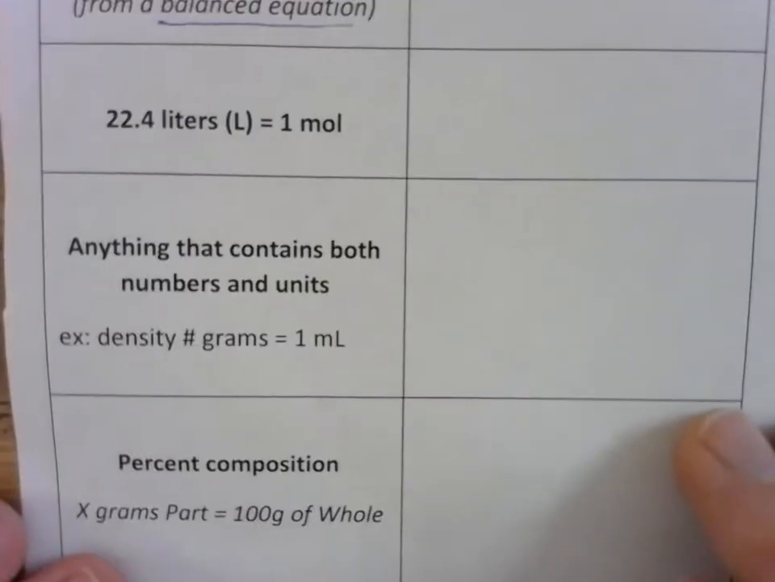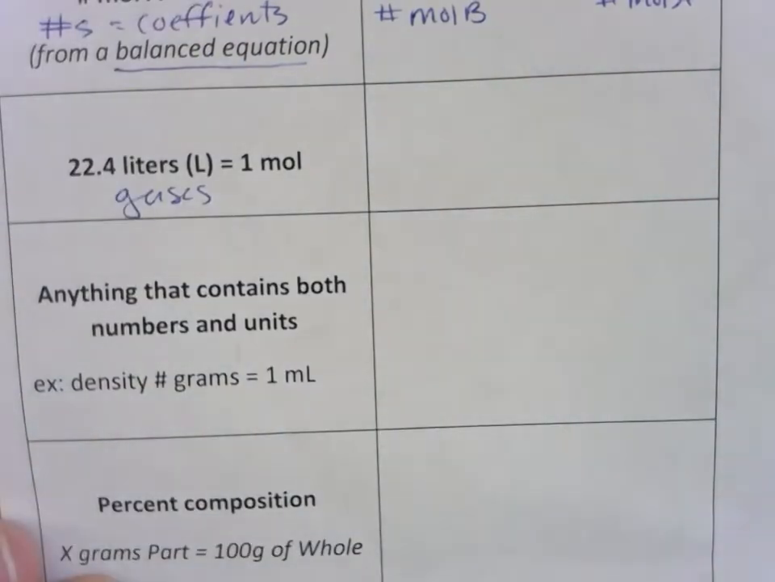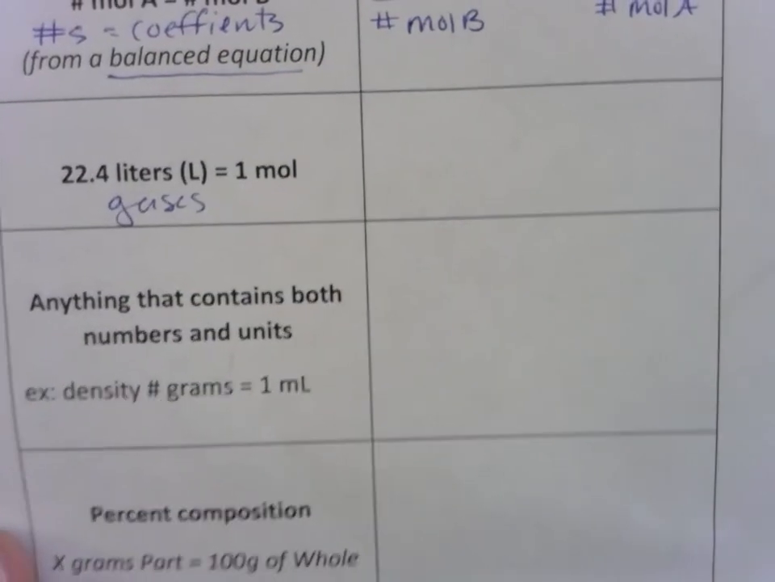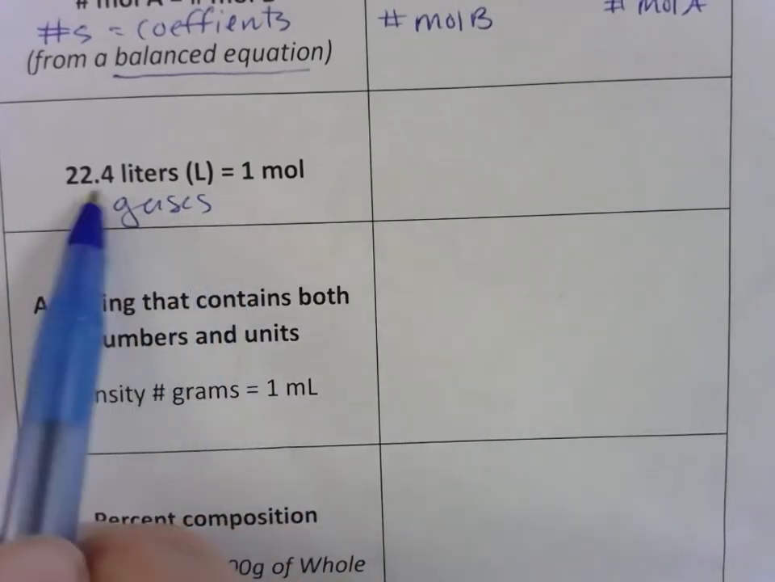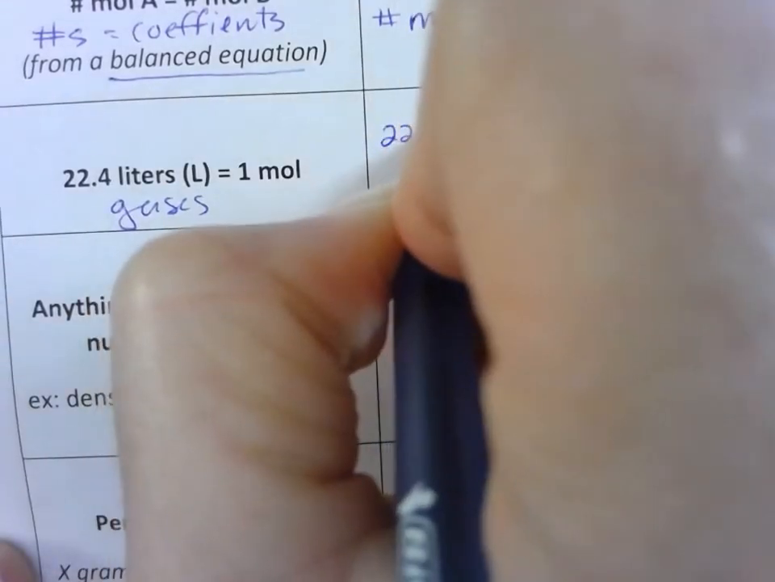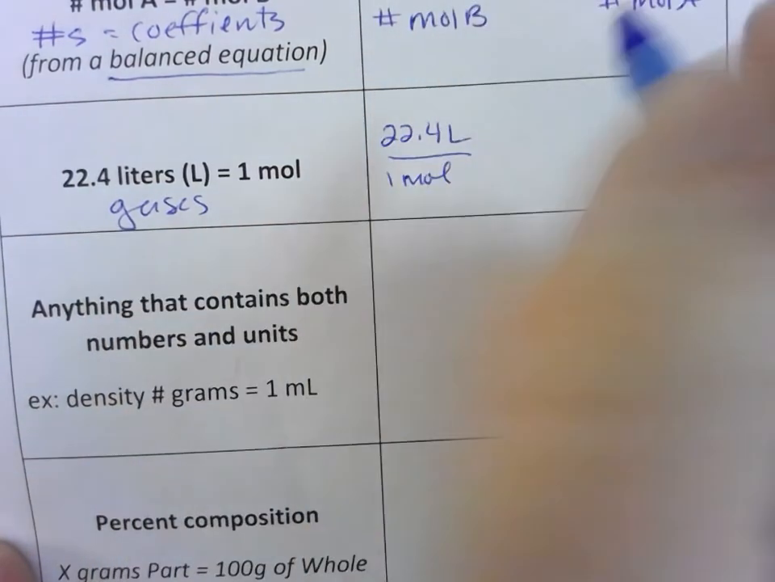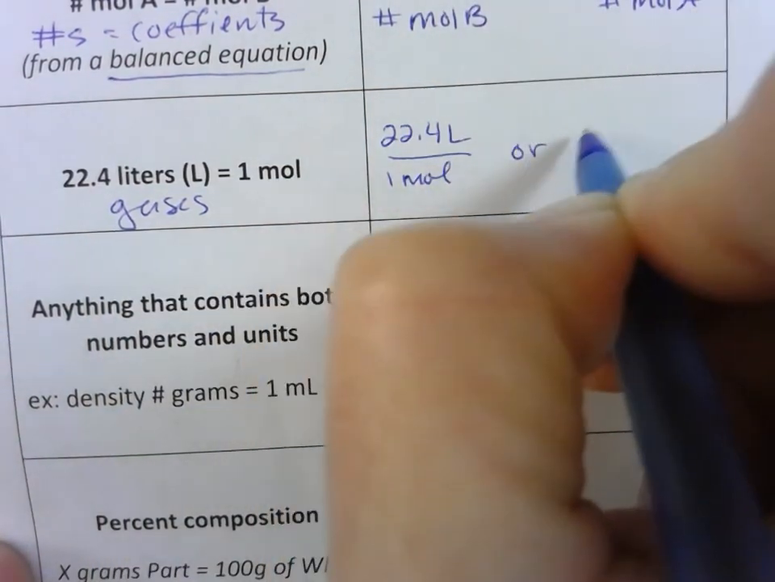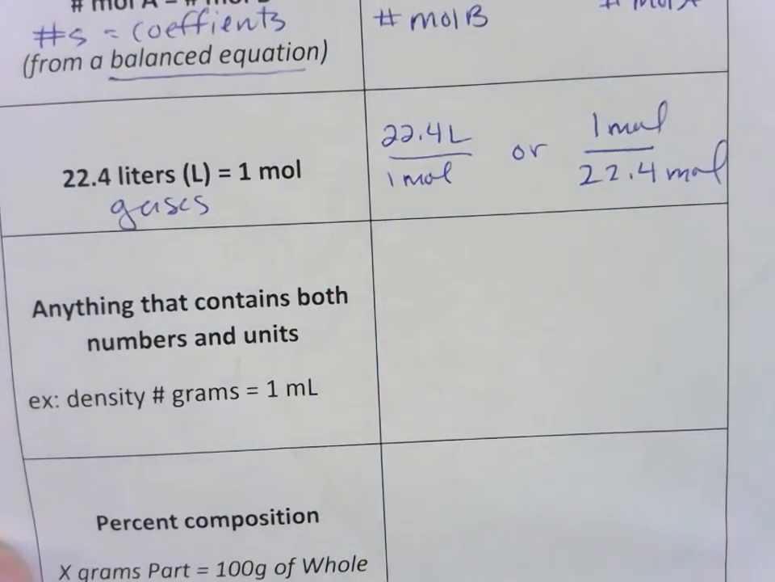All right, moving on to this one is for gases. It's got to be a gas. And this is an equivalency, but again, this one's easy because look, we have numbers already. So we just do, and it has to be a gas, 22.4 liters of a gas is equal to a mole. So these are the two arrangements. And hopefully you're seeing the pattern that I'm just flipping it.